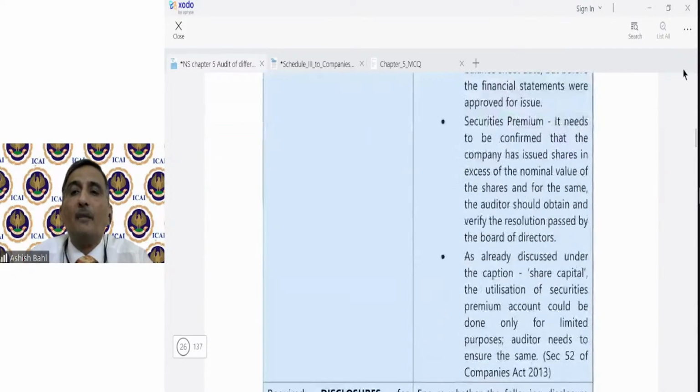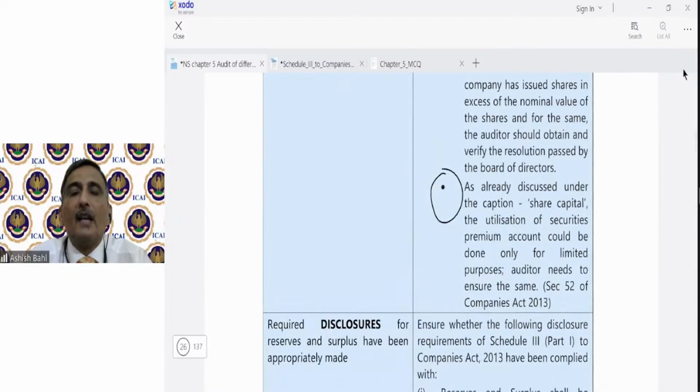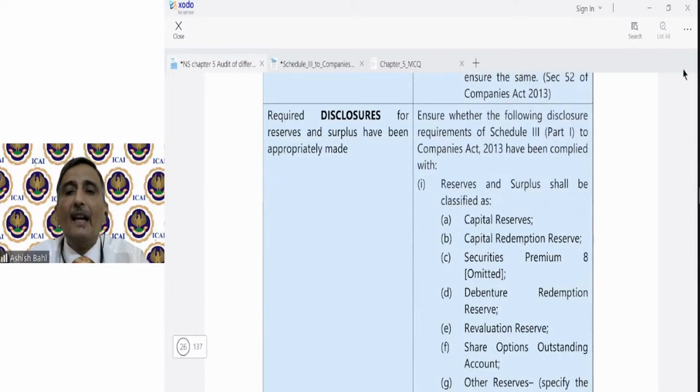So securities premium, then again the same point you have read about it in your Companies Act, how it is to be utilized. It is to be utilized in accordance with Section 52 of Companies Act for issuing fully paid bonus shares, underwriting commission, for writing off preliminary expenses, all those usual things which you have remembered till now, and disclosures.